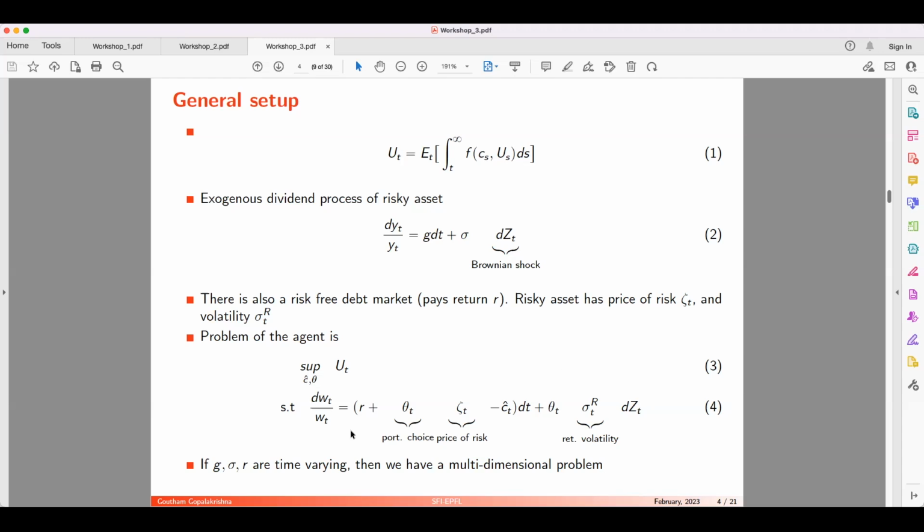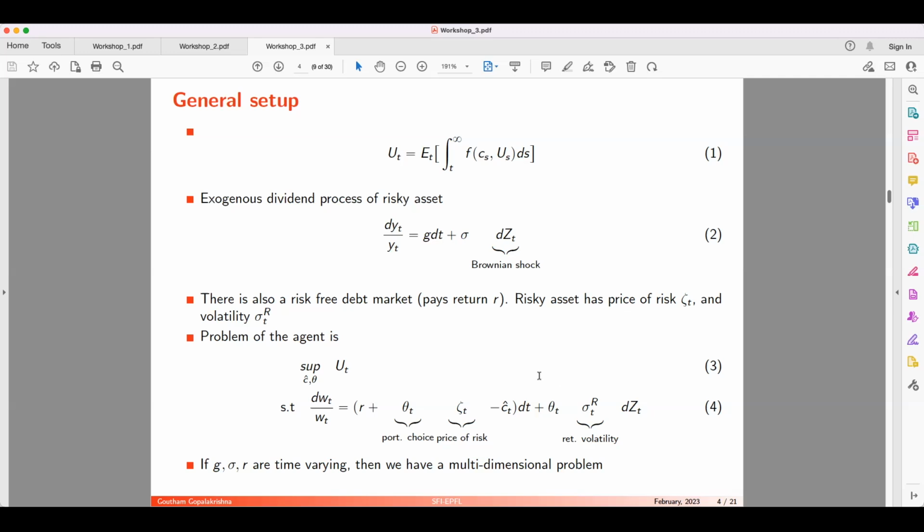Wealth evolution follows this equation. The agent earns the risk-free rate R, and through the portfolio choice theta, earns the market price of risk, consumes out of wealth, and the wealth is affected by the return volatility, which is scaled by the portfolio holdings theta T. Okay, this is a fairly standard problem.